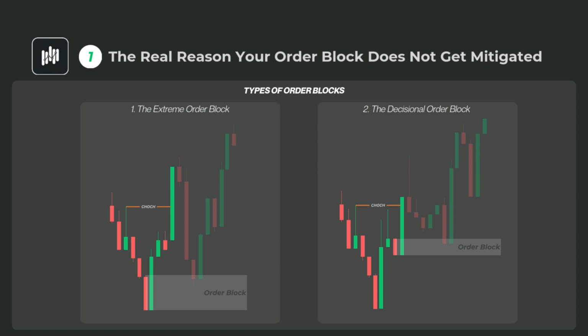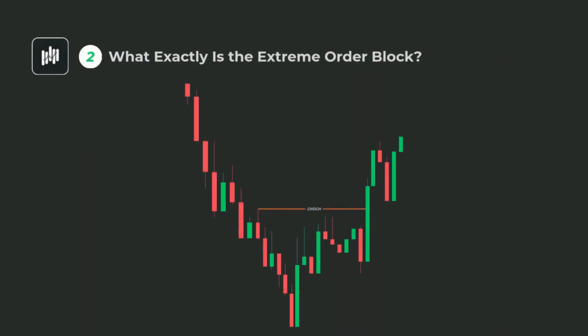Understanding the difference between these two determines whether the market comes back for a deep mitigation, or it respects a shallow zone and continues without returning. If you choose the wrong type, the market returns to the extreme while you entered from the decisional, or it mitigates only the decisional while you wait for a deep pullback to the extreme. It is not that the market ignored your zone. You simply picked the wrong type of order block for the phase of structure. Now that you understand why not every order block gets mitigated, let's look at what the extreme order block actually is. Section 2. What exactly is the extreme order block?